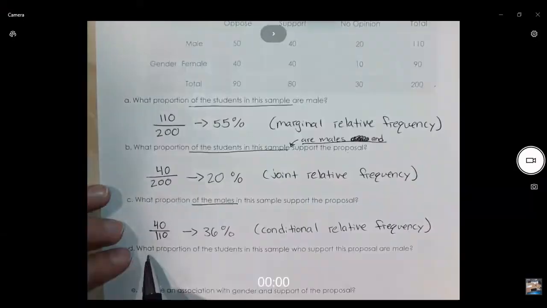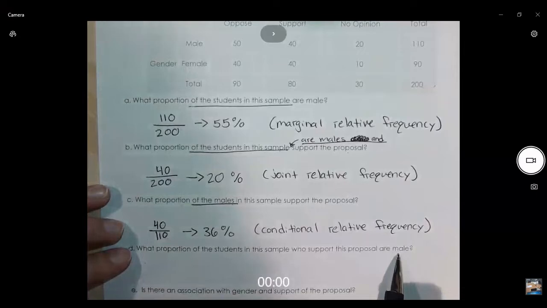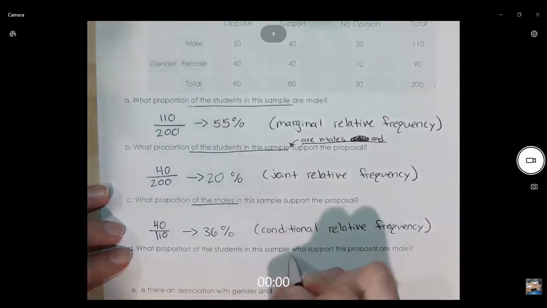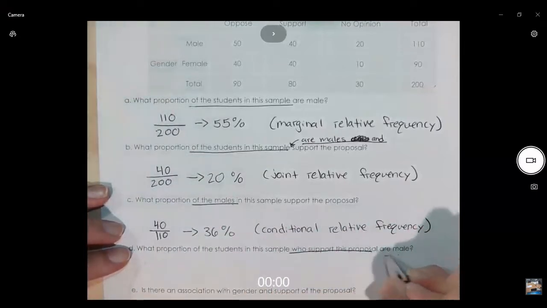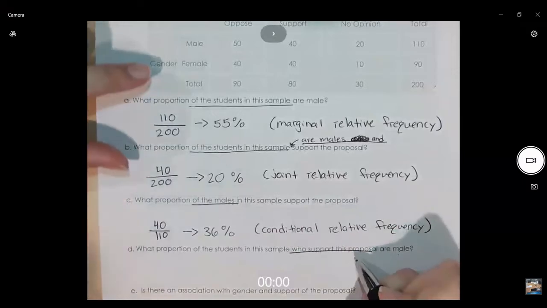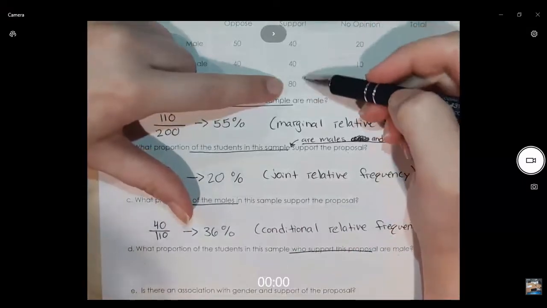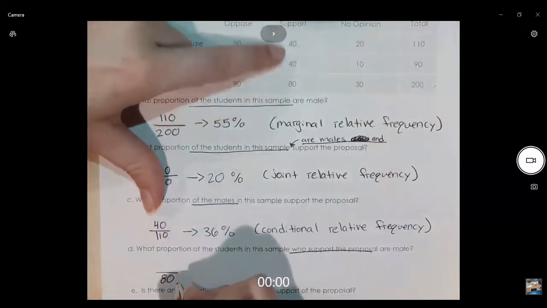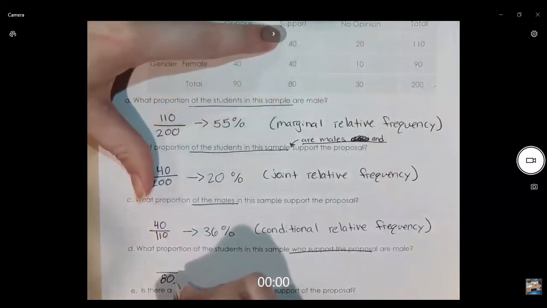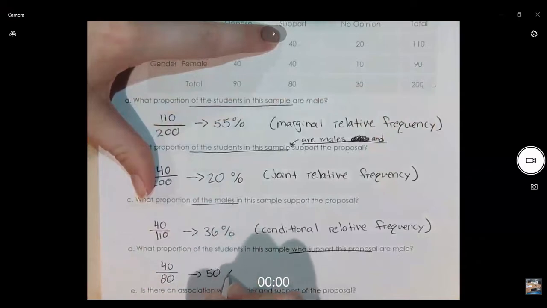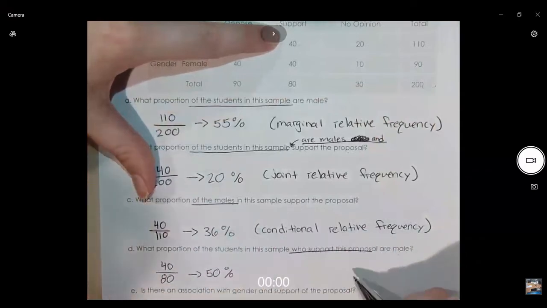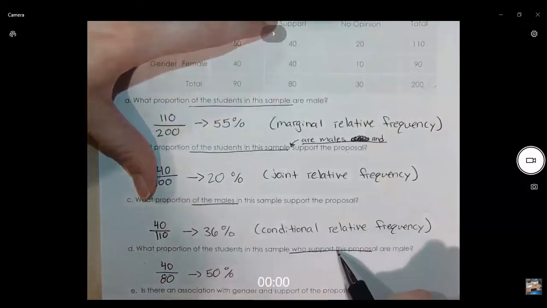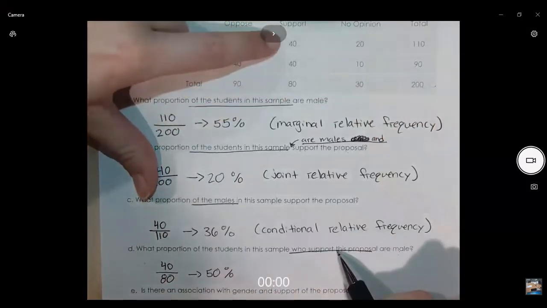we want to know how many support. What proportion of students in the sample who support the proposal are male? So of the students that actually support the proposal, I want to know how many are male. If I look at how many support, I see that there are 80 people that support the proposal, and specifically out of these 80, 40 of them are male, which makes 50%. And again, this is a conditional relative frequency because given the condition that they support, 40 are male.